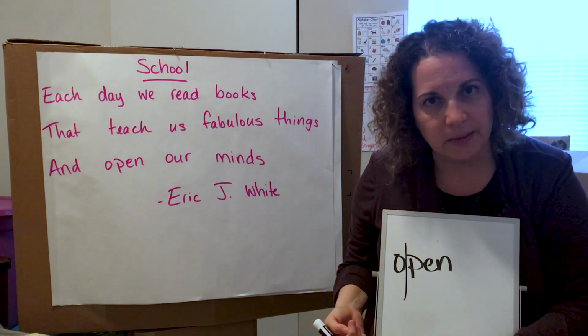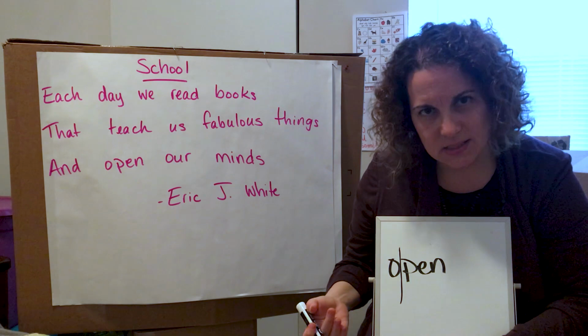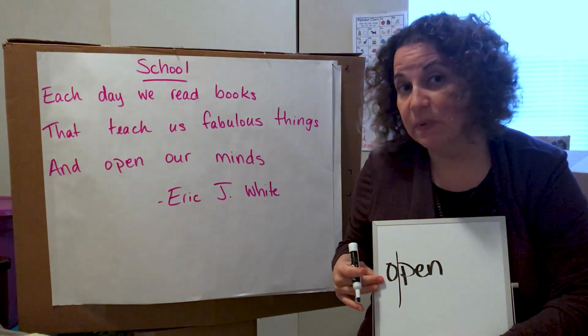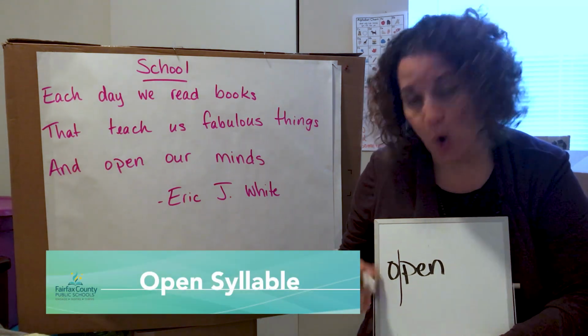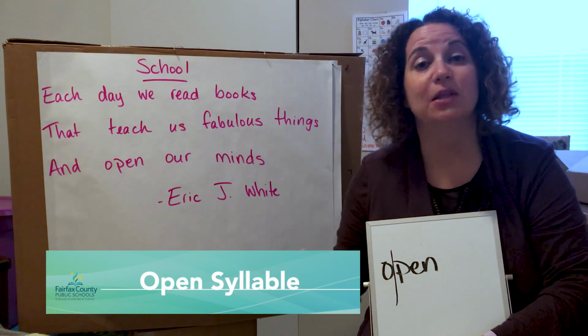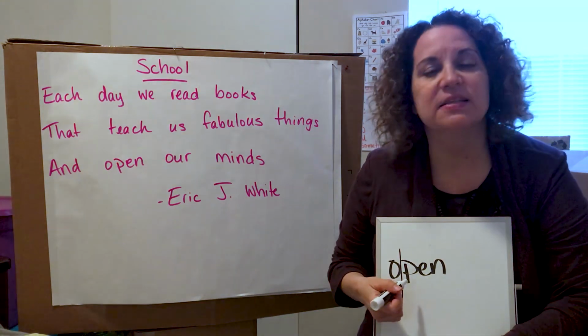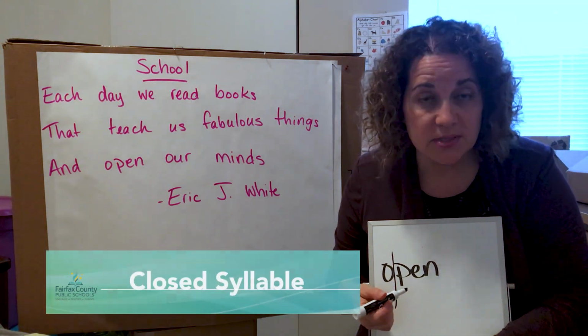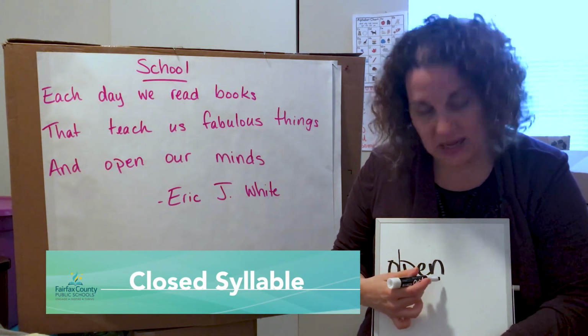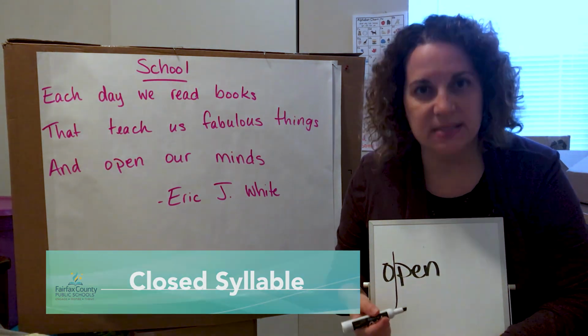What are you noticing? Yeah, this is an example of a word that's built with an open syllable to begin with, right? An open syllable ends in a vowel and the vowel makes a long sound. And then the second syllable is an example of a closed syllable, a syllable that ends in a consonant and the vowel makes a short sound.